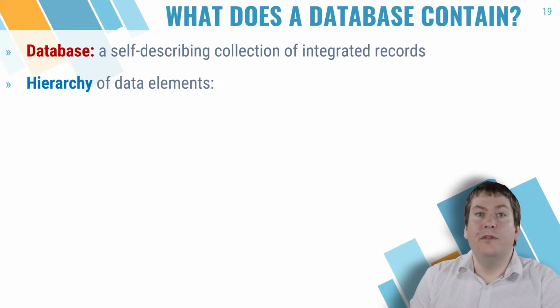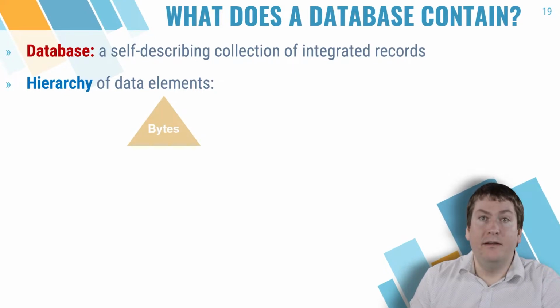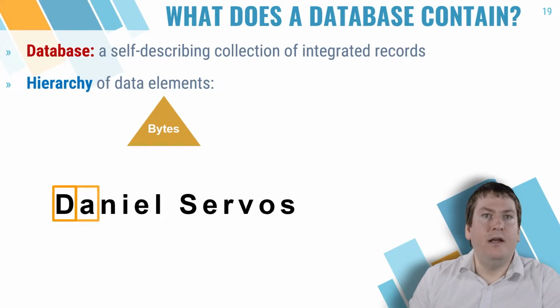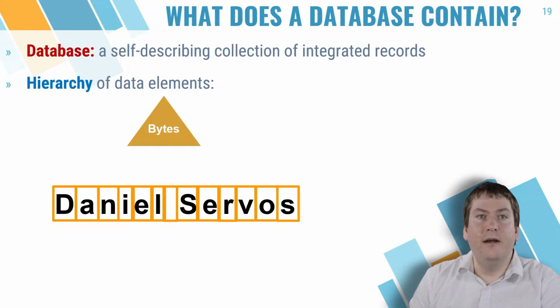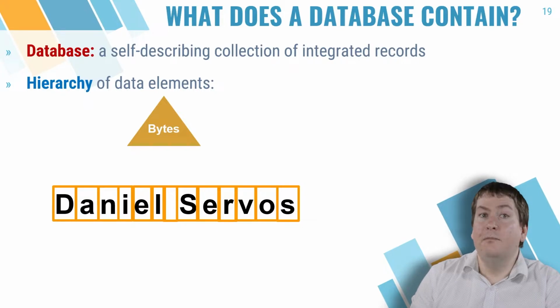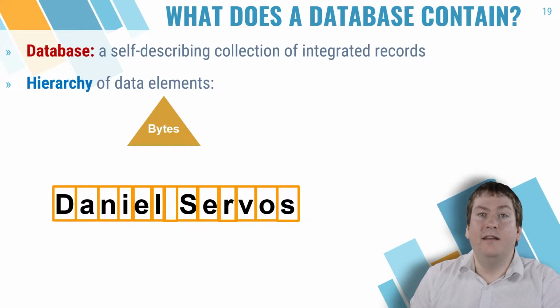The data elements stored in a database have a hierarchy to them. The hierarchy starts with the lowest level element, bytes. We can think of bytes as a single character of data. For example, if we were storing my name in a database, each letter in my name, including the space, would be a single byte of data. This means it would take 13 bytes to store my full name. So if you have a text file that is 1,000 bytes in size, that would mean it contains 1,000 characters, including any white space.